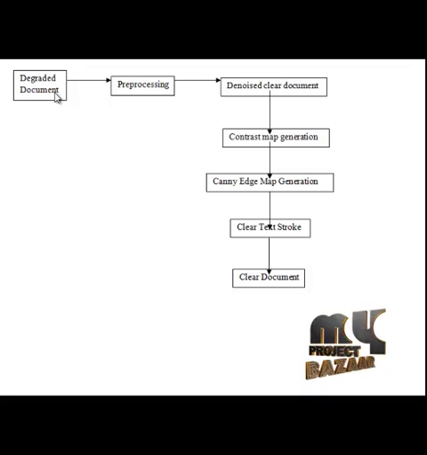Initially, the degraded document image is pre-processed. Pre-processing is done to remove the noise from the image. A mean filter is used here to remove the noise. The mean filter considers each pixel in the image and looks at its nearby neighbors to decide whether or not it is representative of its surroundings. The mean value is calculated for the surrounding pixels, and it replaces the defective pixels. As a result of pre-processing, we obtain a denoised, clear document image.